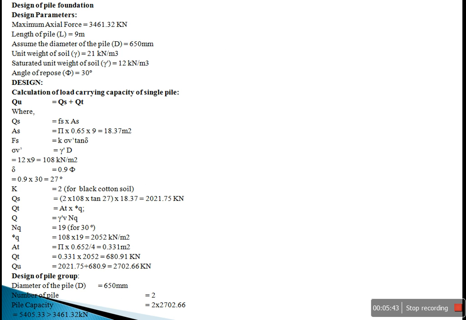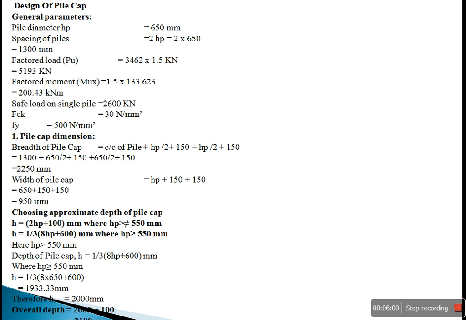Pile foundation. Maximum axial force 3461.32 kN as calculated per IS codal provisions, and Qu equal to Qs plus Qt. Ultimate load equals load from skin friction plus load from the tip of the pile. Hence, in the design of pile group, the number of piles we are going to design is 2 piles with a pile cap. Design of pile cap. Pile diameter 650. As a spacing of piles, 2 into 650. Factored load we have calculated 5193 kN. Choosing approximate depth for pile cap is equal to formula from the IS 456 codebook.